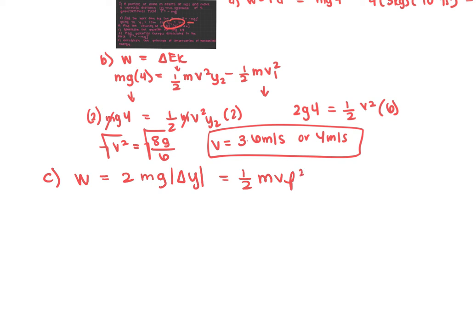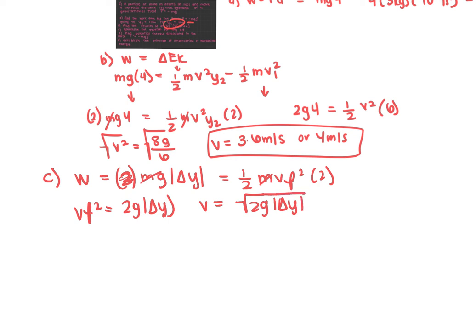To simplify this, what we can do is multiply each side by 2 and remove an m from each side. So we're left with vf squared equals 2g with absolute value of y, which means that v equals the square root of 2g times the absolute value of the displacement of y, and that's how we'd be able to find the velocity of anything using any different y.